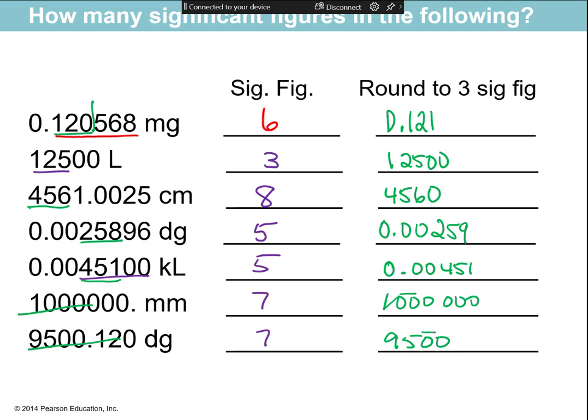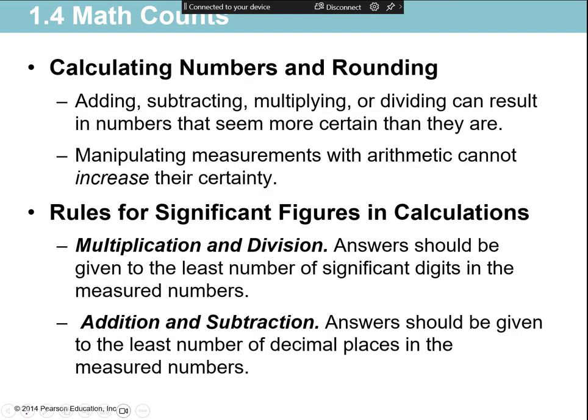The ones that you are going to see are more like this. So how does this come into play? This comes into play when you multiply and divide numbers. When you multiply and divide numbers, your answers have to get rounded to the least number of significant figures in the problem. So if I have 8.63 times 0.010, whatever this answer is, I'm going to have to round it to how many significant figures?